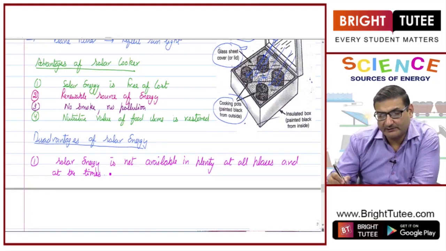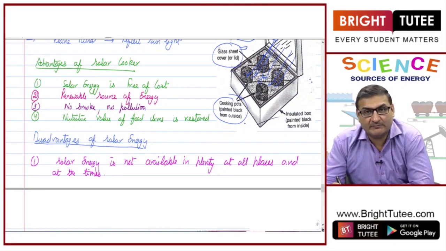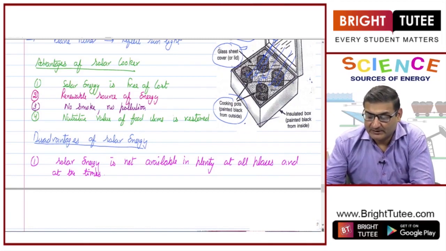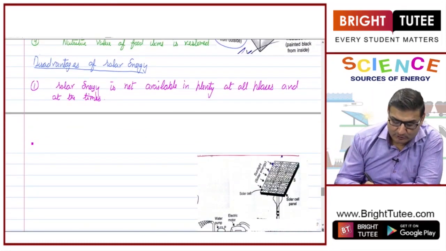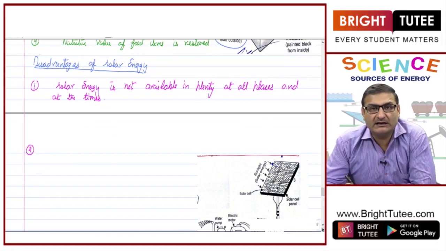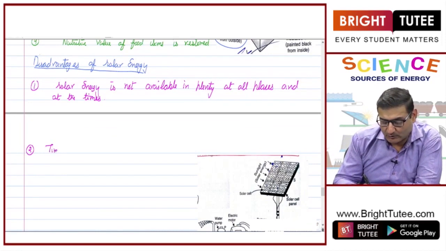We cannot make use of this solar cooker at night. We cannot make use of it in winters when there is a diffused form of solar energy. In cloudy or rainy season, we cannot make utilization of this. So, this is one of the major drawbacks of solar energy. Second thing, another important drawback of the solar cooker is that it is a very slow process. So, it is very time consuming.